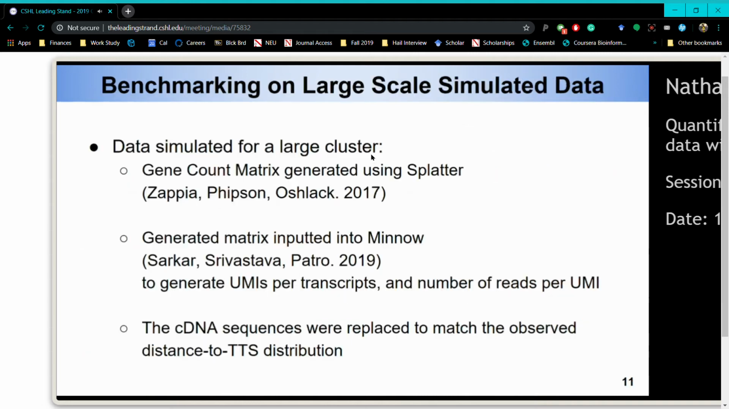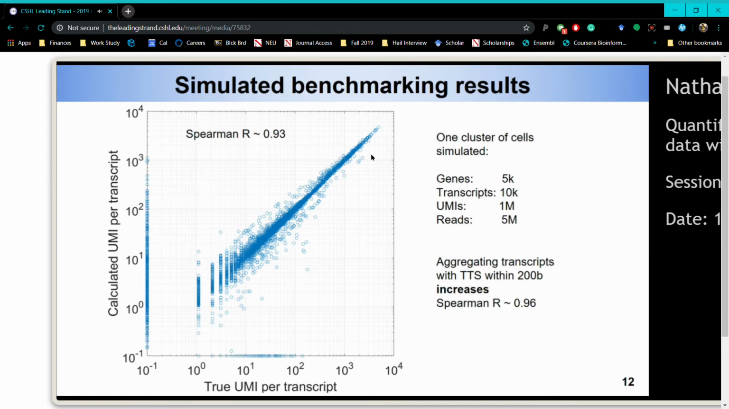For our larger scale simulations, we used Splatter to generate a gene count matrix and then inputted that gene count matrix into Minnow in order to generate the number of UMIs per transcript as well as the number of reads per UMI. We had to replace the cDNA sequences generated because they didn't fit that 3' distribution I previously mentioned. Upon assessing the simulated data, we got a relatively strong correlation between the true UMIs per transcript and the calculated UMIs per transcript, and an even stronger correlation when we applied this approach of aggregating transcripts with relatively close transcript termination sites.